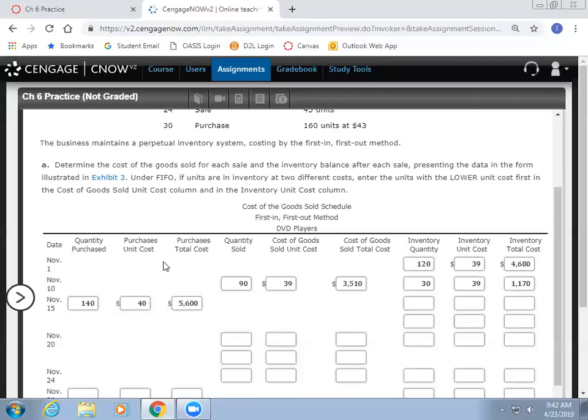Over on the right-hand side, we still have the 30 units at $39 each. So I carry that down. That's my beginning, my first purchase. And then on the second line, I'm going to put this new purchase: 140 at $40 each for $5,600. Now I have two different price points in my inventory.